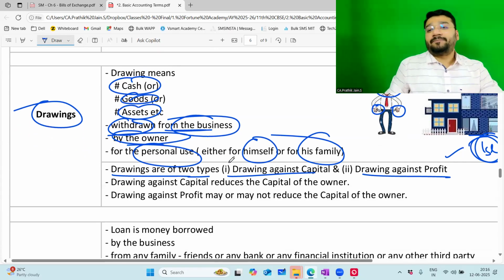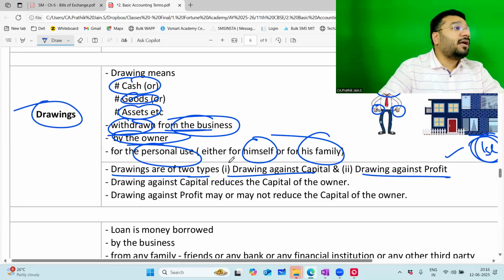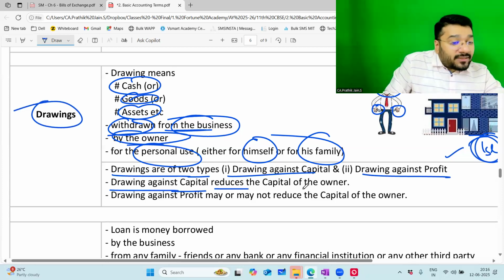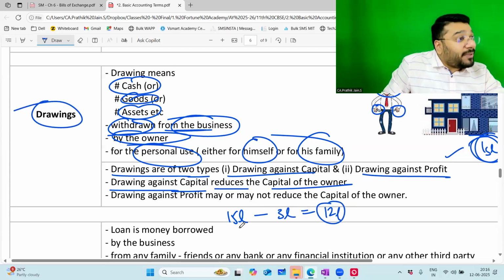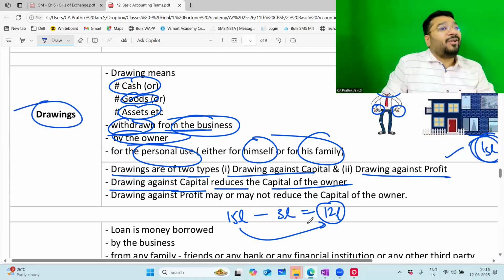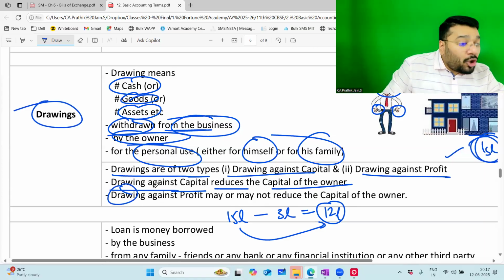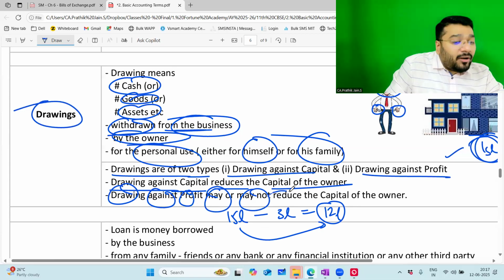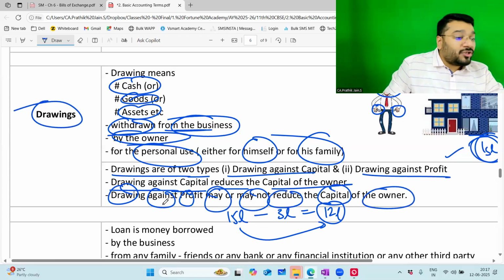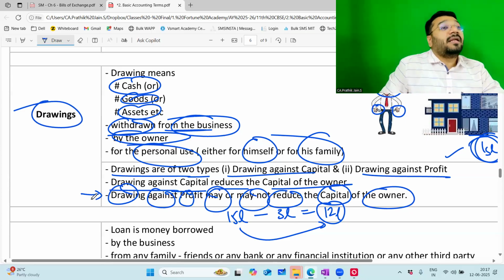Drawings is of how many types? Drawings is of two types. One is drawings against capital. One is drawings against profit. Drawing against capital reduces the capital of the owner. 15 lakh was capital. How much did I withdraw in the form of drawings against capital? 3 lakh. How much is the balance? 12 lakh. So drawing against capital reduces the capital. From 15 it became 12. Whereas drawing against profit may or may not reduce the capital of the owner. So if you're withdrawing the profits, this may or may not reduce your capital.